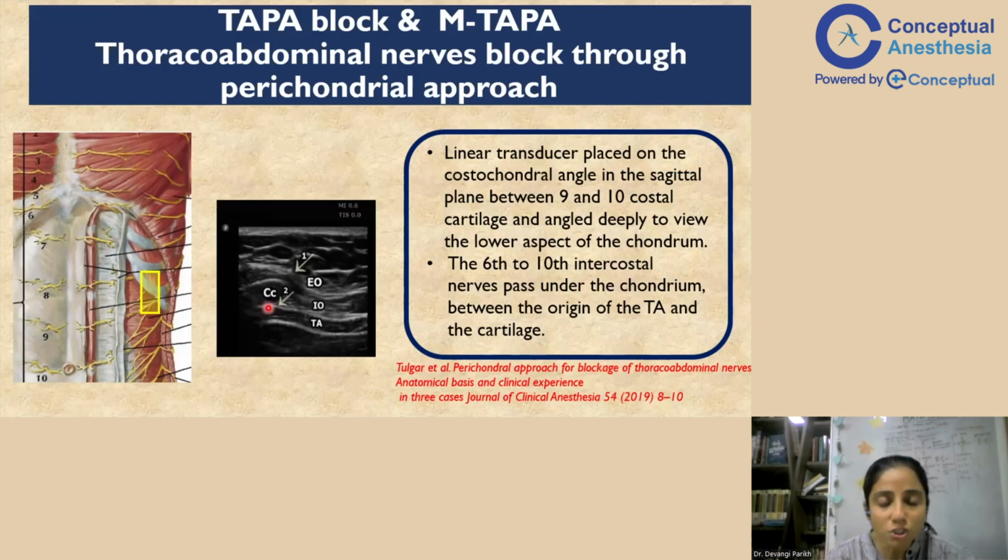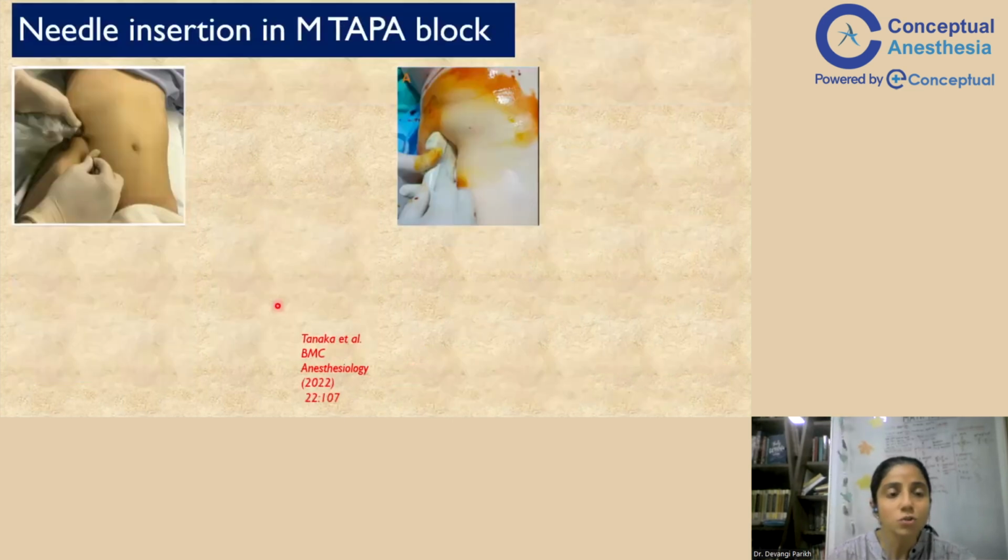Okay, now the logic behind this is that the T6 to T10 thoraco-abdominal nerves pass under the costal cartilage between the origin of the transversus abdominis muscle and the cartilage. So basically, they want to deposit the drug over here. So this is how the probe is placed. It can be like this, or it has to be angled deeply like this.